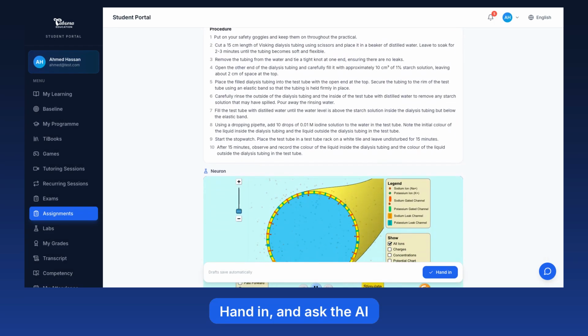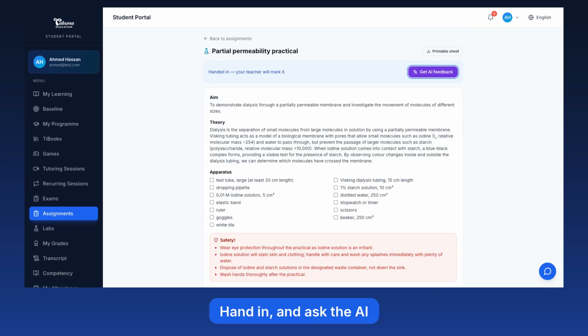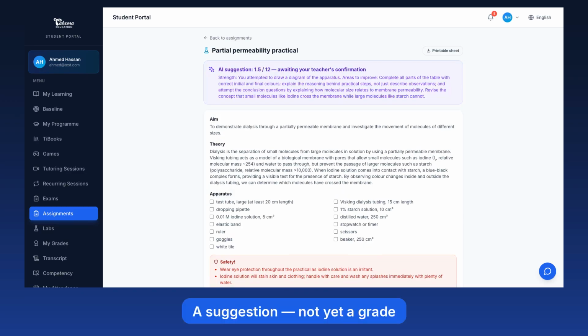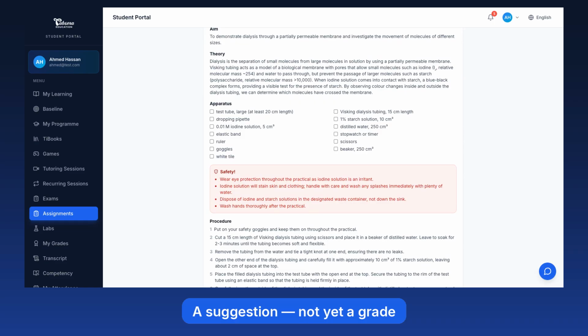Hand in, then ask for AI feedback. Every question is marked against the tutor's mark schemes, drawing included. The suggestion returns with a mark per question and feedback on the practical as a whole, and it waits, clearly labeled, for the teacher's confirmation. No pupil on tab 0 receives a machine mark unread.